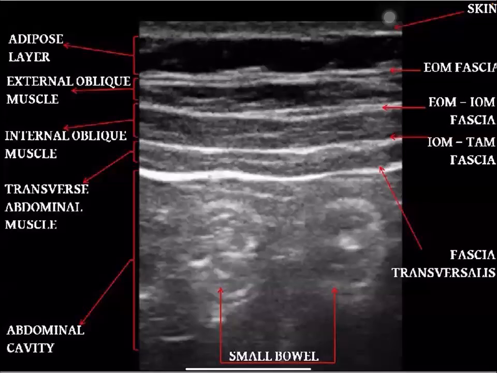This is another picture showing the skin, subcutaneous fatty layer, the external oblique muscle, internal oblique, transversus abdominis, and the fascia in between them. This is the transversalis fascia that separates these muscles from the small bowel and abdominal content.